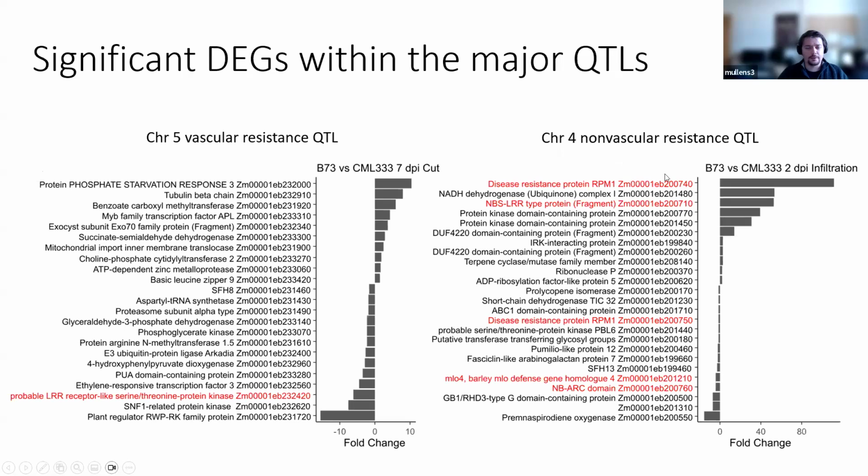And then for the chromosome 4 QTL, I highlighted there were multiple potential genes here that have potential disease resistance conferring properties here that were differentially expressed. So I decided to follow up more on the chromosome 5 QTL since vascular disease resistance and colonization was a bit more novel in this pathosystem.